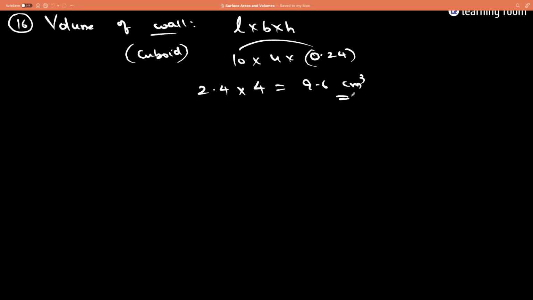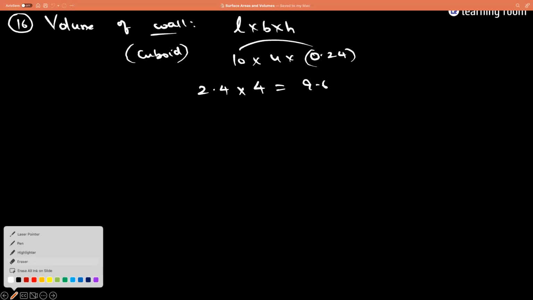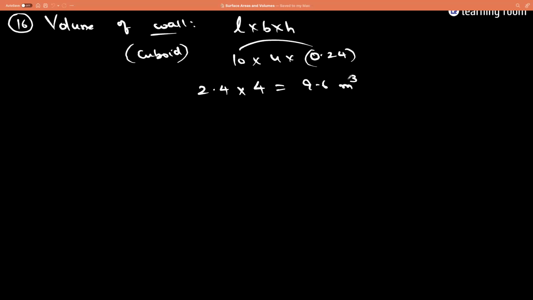Sir, it's meter cube, sir. Correct. 9.6 meter cube. Right. So it is 9.6 meter cube.